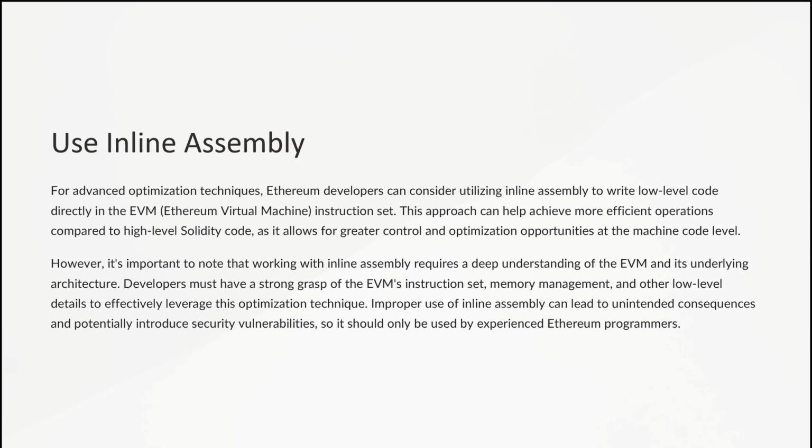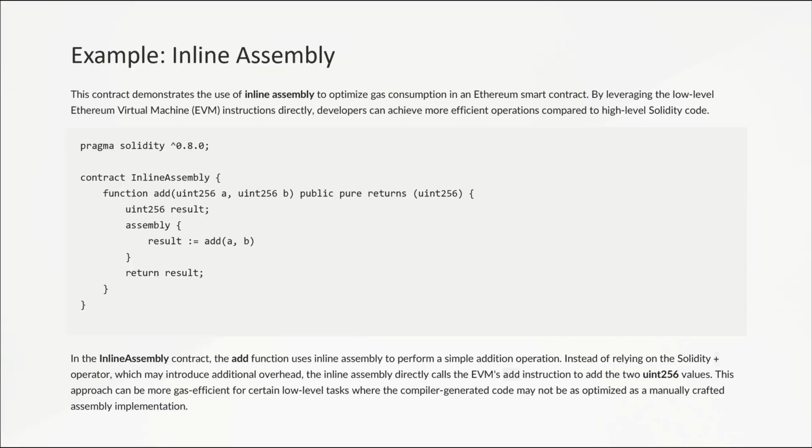However, it is important to note that working with inline assembly requires a deep understanding of the EVM and its underlying architecture. Improper use of inline assembly can lead to unintended consequences and potentially introduce security vulnerabilities. So, it should only be used by experienced Ethereum programmers. In this example code, inline assembly is used to perform a simple addition operation.